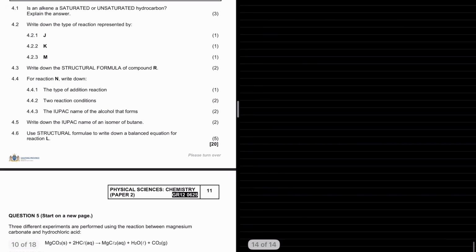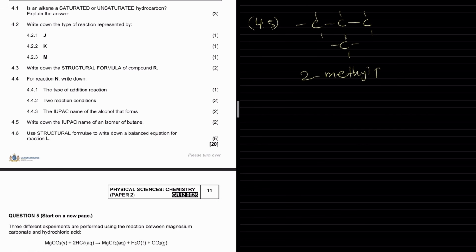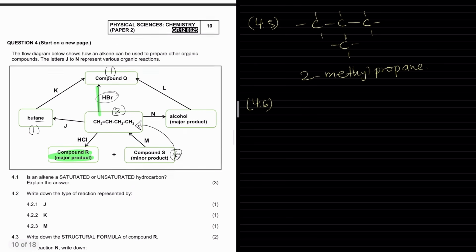Now, 4.5, write down the IUPAC name of an isomer of butane. So butane is 1, 2, 3, 4, 4 carbons. Now, I can get an isomer if I take this and I move it here. So, for example, an isomer would be 2-methylpropane. That would be an isomer of butane.